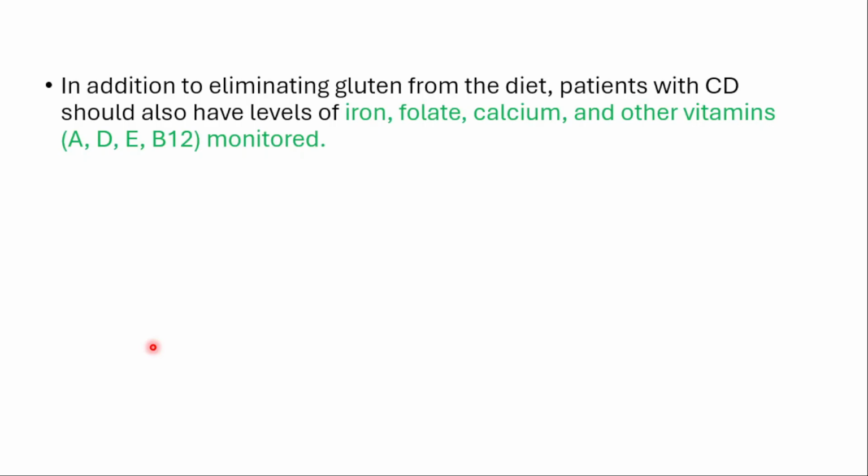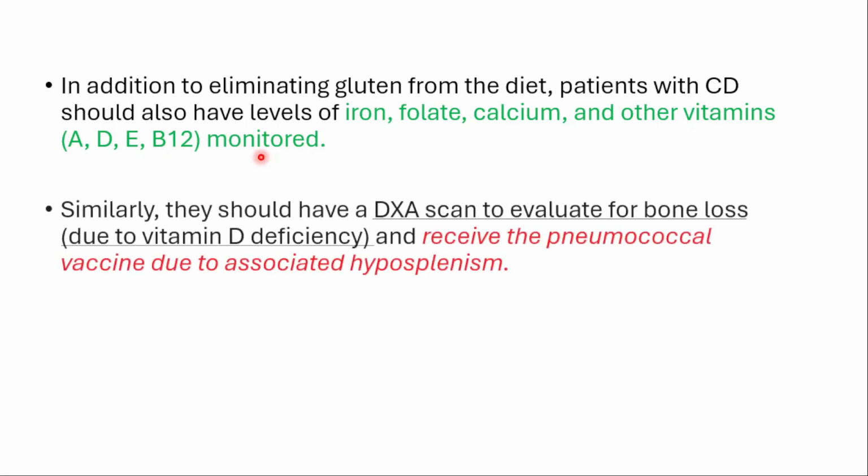In addition, for prevention of complications, because we're eliminating gluten from the diet, patients should also have levels of iron, folate, calcium, and other vitamins like A, D, E, B12 monitored. Similarly, they should have a DEXA scan to evaluate for bone loss due to common vitamin D deficiency, and receive the pneumococcal vaccine due to associated hyposplenism.